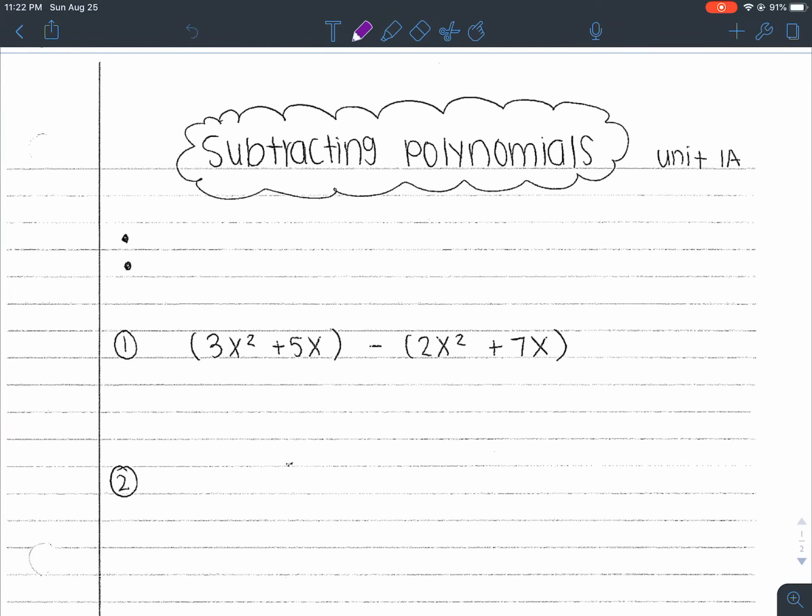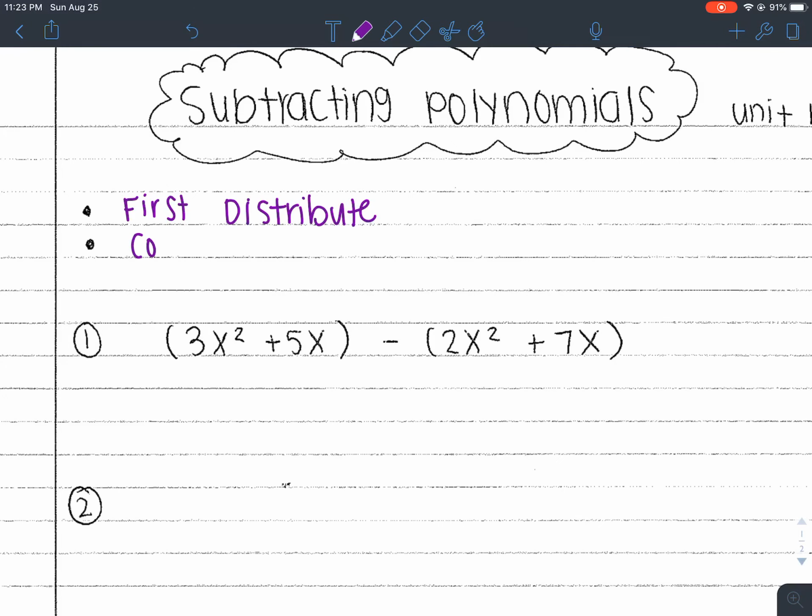Hey guys, these are the notes for subtracting polynomials. They're very similar to adding polynomials, and we still only have two directions here. Our first one is going to be to first distribute. So you always want to distribute first whatever you have outside of your parentheses. And the next thing is to combine like terms.